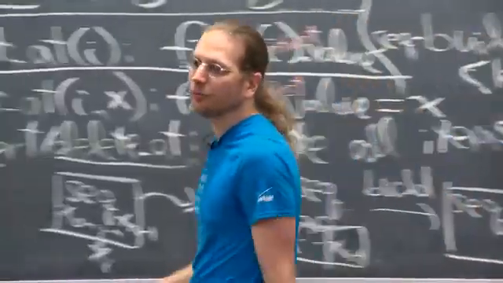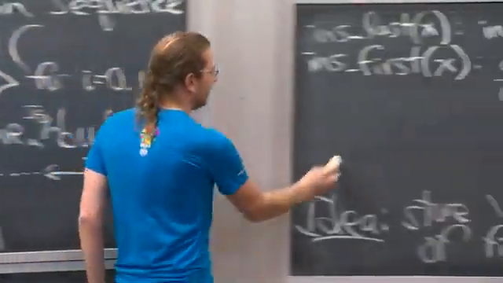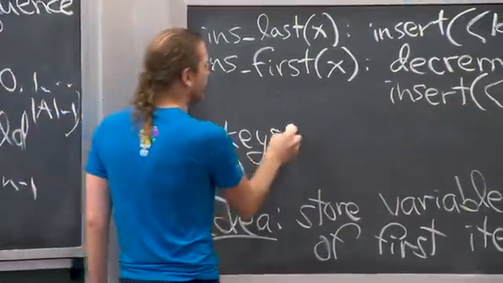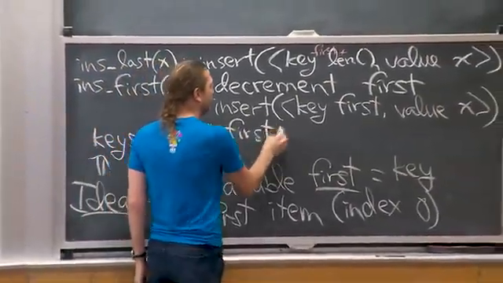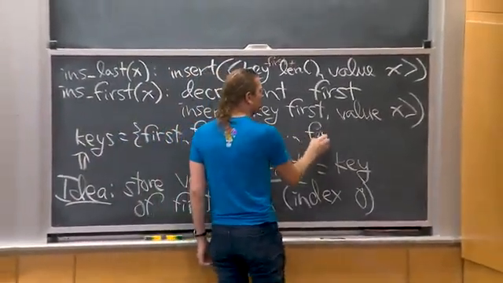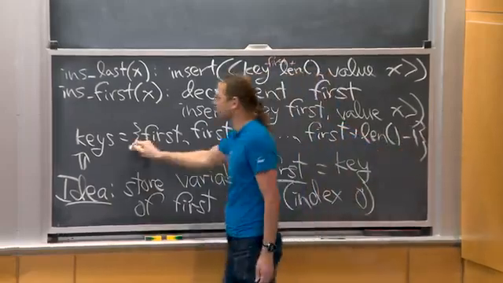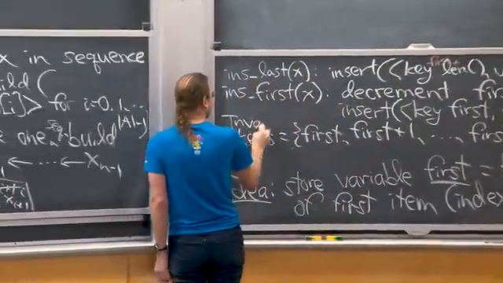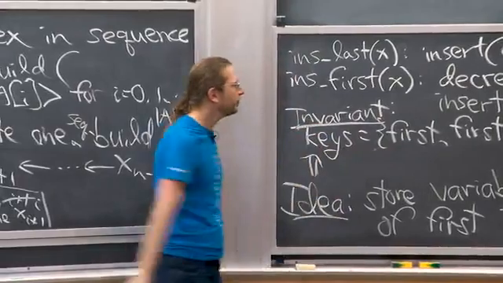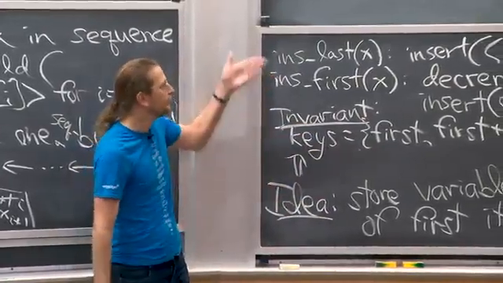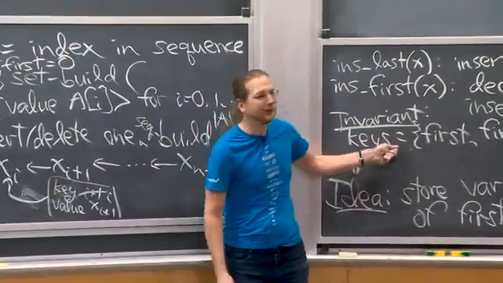We have no idea where first will be. It depends how many operations you've done, how many inserts at the beginning, and so on. But the keys will always be first to first plus length minus 1. This is what we call an invariant. Useful to write these things down so you can understand why your data structure is correct. Because of invariants like this, which you can prove by induction by showing each time you do an operation, this is maintained. Even when I'm changing first in order to maintain this invariant.